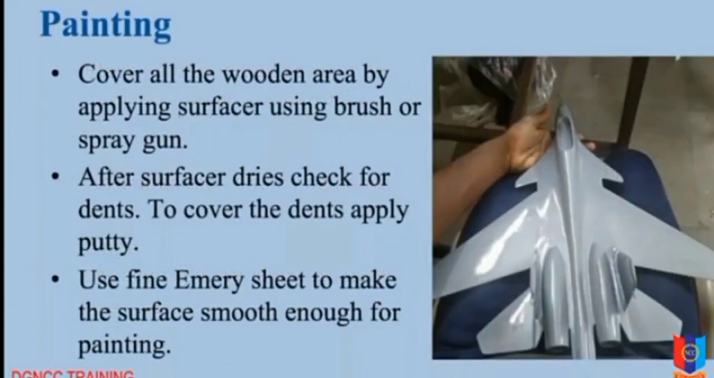Painting of the models. Cover all the wooden area by applying surface using brush or spray gun. After the surface dries, check for dents. To cover the dents, apply putty. Use fine emery sheet to make the surface smooth enough for painting.